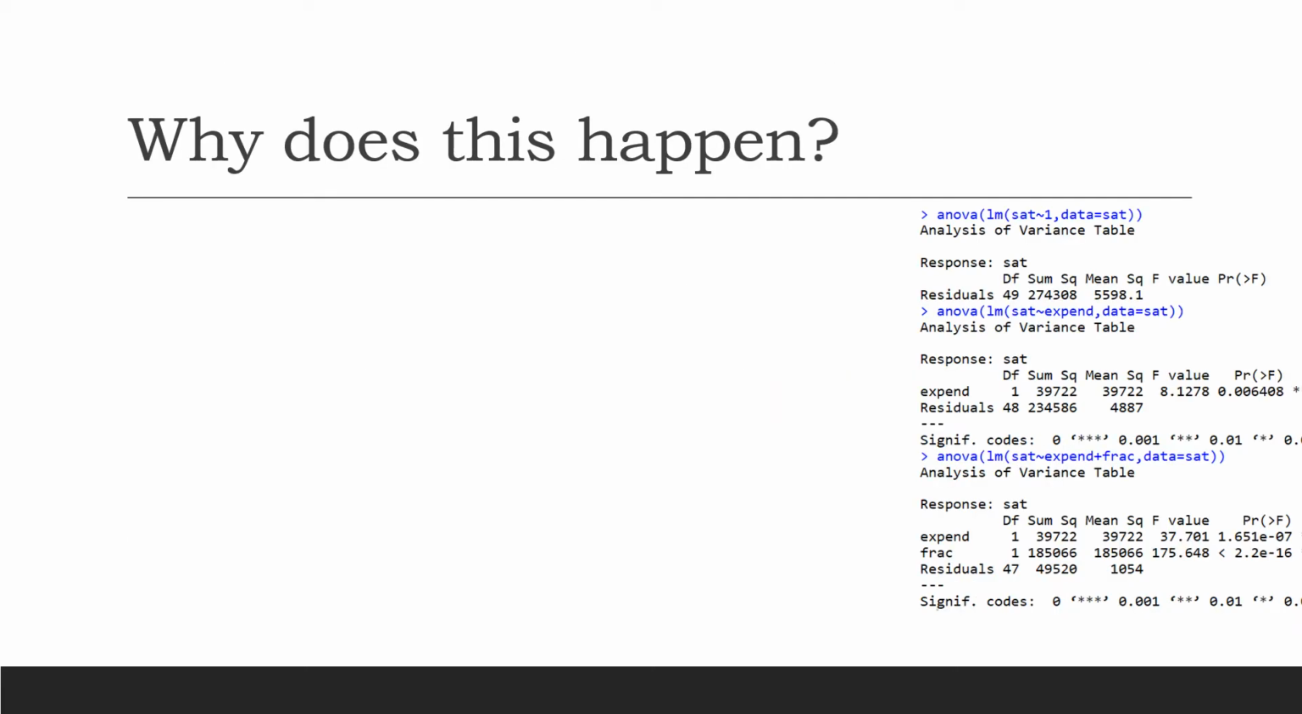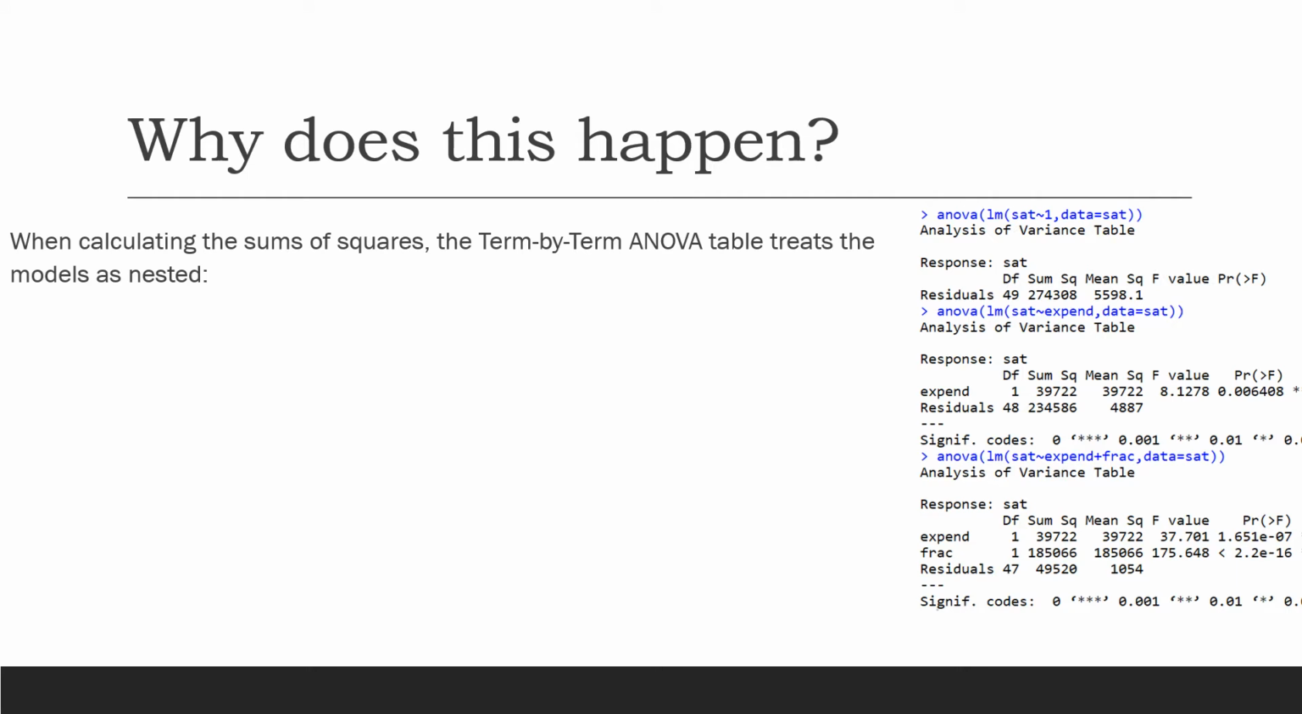Okay, so why does this happen? Why do we get different sums of squares for the different terms depending on what order we put them into the model? The reason that this happens is because when we're doing the term by term ANOVA table, the calculation of the sums of squares are done by treating the models as nested in the order that the terms are added to the model.